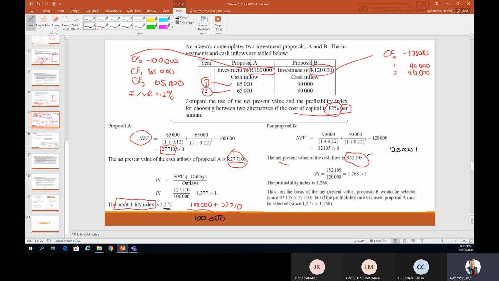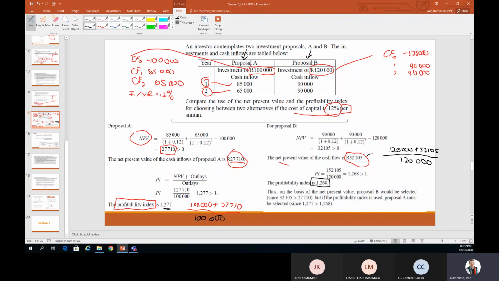You made a net present value of 32,105. So remember, your investment that you need to divide by is 120,000. So now you see your profitability index is 1.267 or 1.268, which is a bit smaller than the other one. So you are making a bigger profit with proposal A than with proposal B.